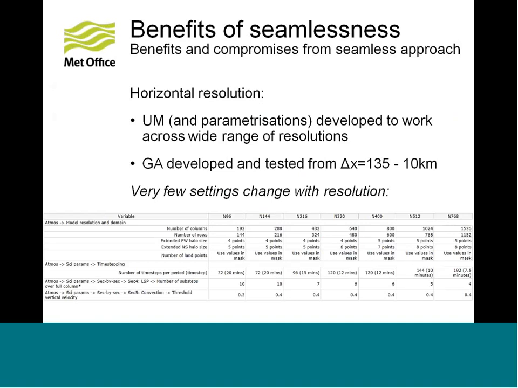This is fairly small, this screen, but this is showing us the range of resolutions that we run, and these are the parameters that we change when we run at different resolutions. So it's literally just the number of grid boxes, the time step, and sometimes 1 or 2 parameters within the physics as well, but we try and reduce these and limit these with time.